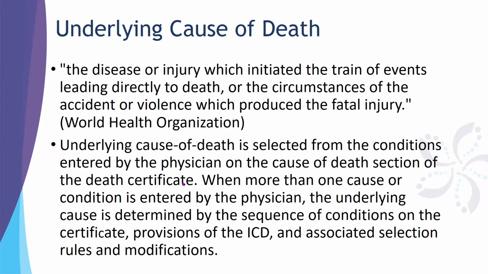The World Health Organization defines the underlying cause of death as the disease or injury which initiated the train of events leading directly to death, or the circumstances of the accident or violence which produced the fatal injury. So the underlying cause of death is selected from these conditions, entered by the physician or other healthcare professional on the cause of death section of the death certificate. And when one or more causes or conditions are entered, the underlying cause of death is determined by the sequence of conditions on the certificate and the provisions of the International Classification of Diseases, or ICD, an association of selected rules and modifications. So what does that mean?